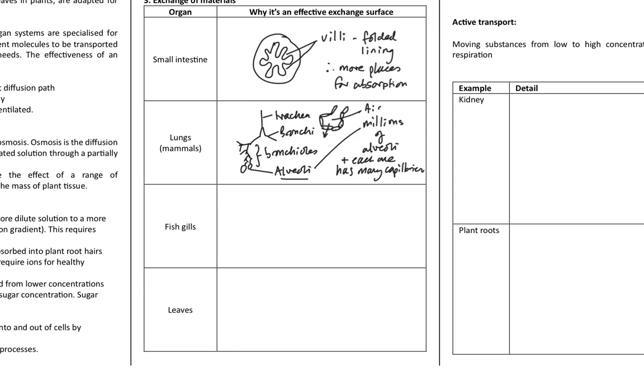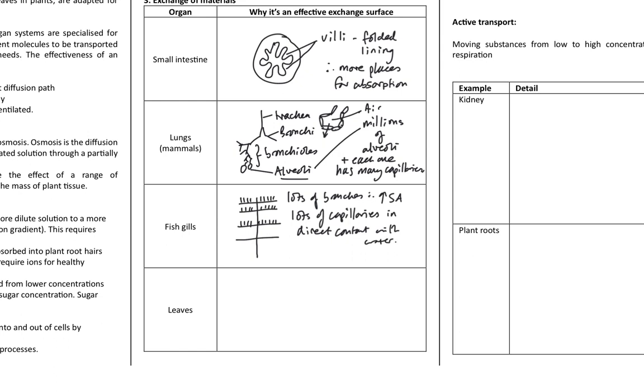Gills of fish. You don't learn them in detail, but it's similar in that they need to increase the surface area. So a gill filament of a fish is a structure like that, and it's got structures going across, and then it's got structures on there as well. So again, it's branchy, or feathery. So lots of branches. Therefore, high surface area. It's also got lots of capillaries in direct contact with water, so that you can get the oxygen in really easily. They tend to give you a picture of a gill and label it and ask you about how it's designed for a high surface area or high exchange.